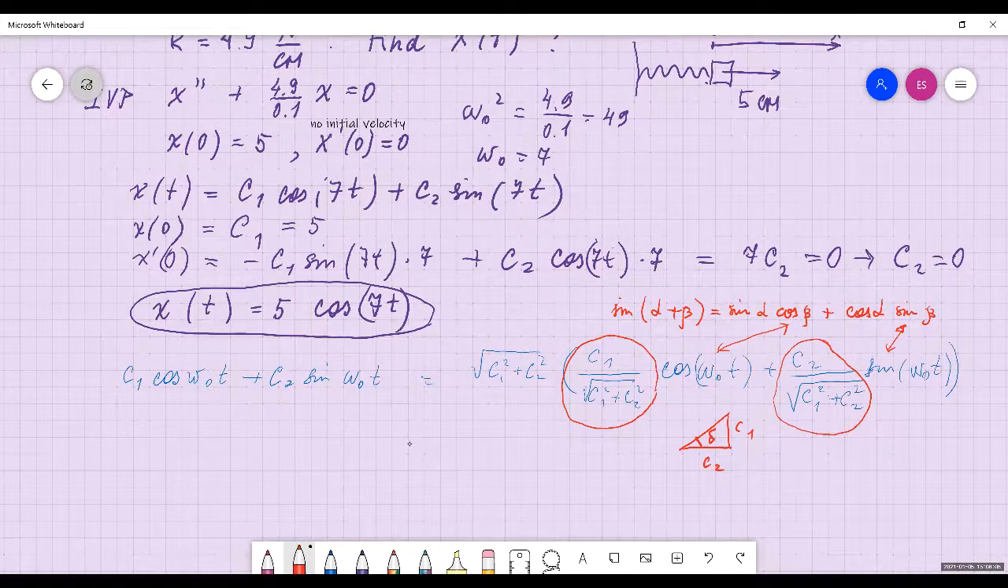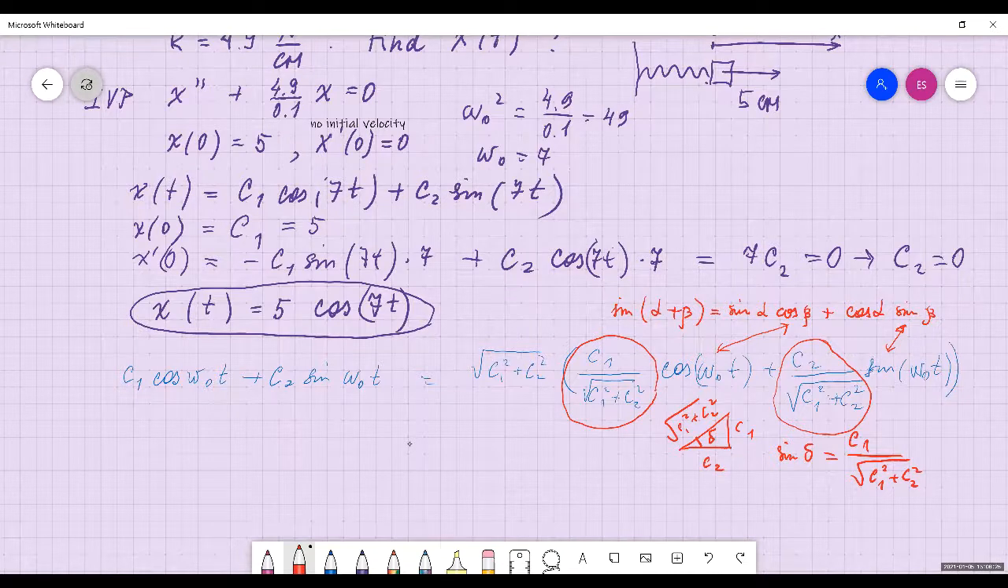For this right triangle, what is going to be the sine of delta? The sine of delta is going to be the opposite side, which is C1, divided by the hypotenuse. What is going to be the hypotenuse here? The hypotenuse is the square root of C1 square plus C2 square, right? So we're going to have C1 over the square root of C1 square plus C2 square.